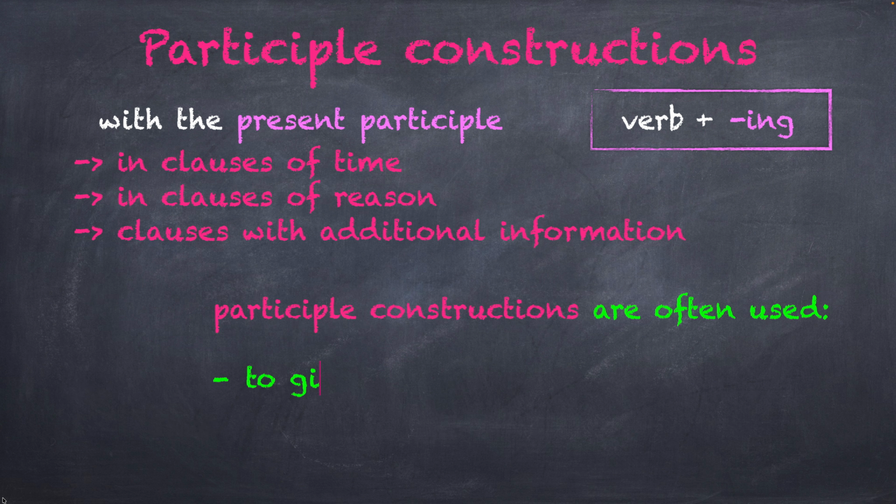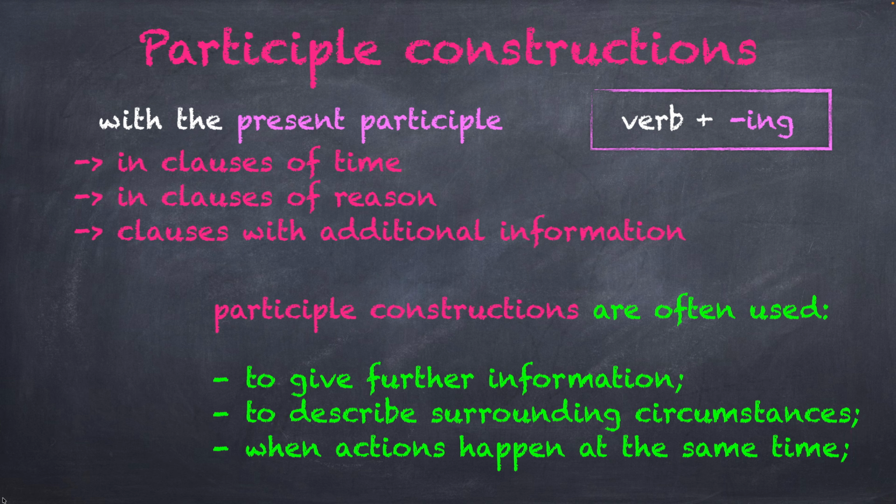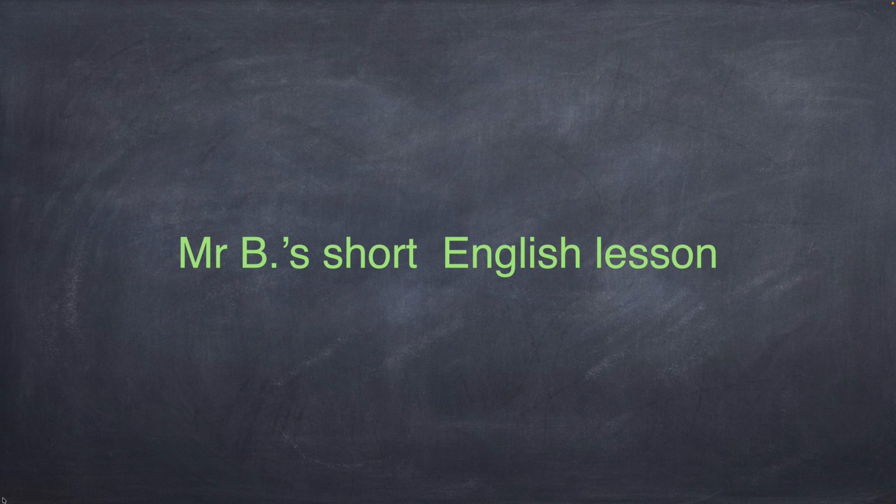And participle constructions are often used to give further information, like reasons, like time, are used to describe surrounding circumstances, and are used when actions happen at the same time. I hope I made the situation with participle constructions clear, how to use them, when to use them.